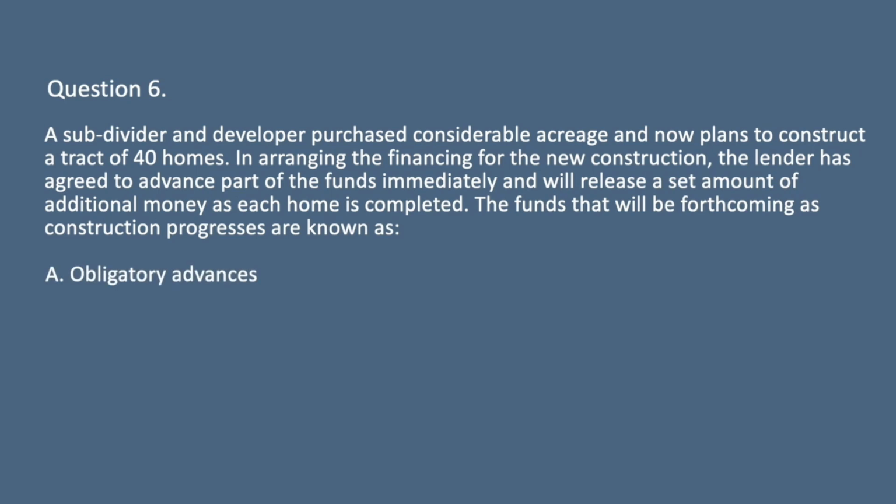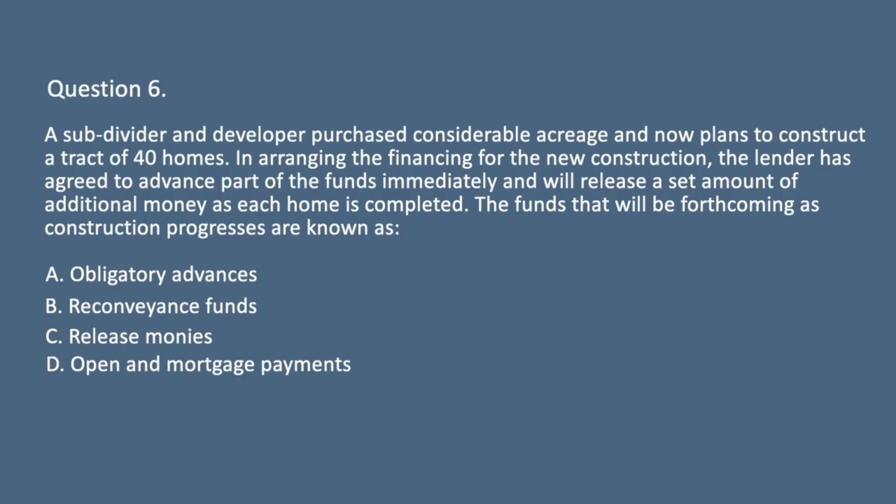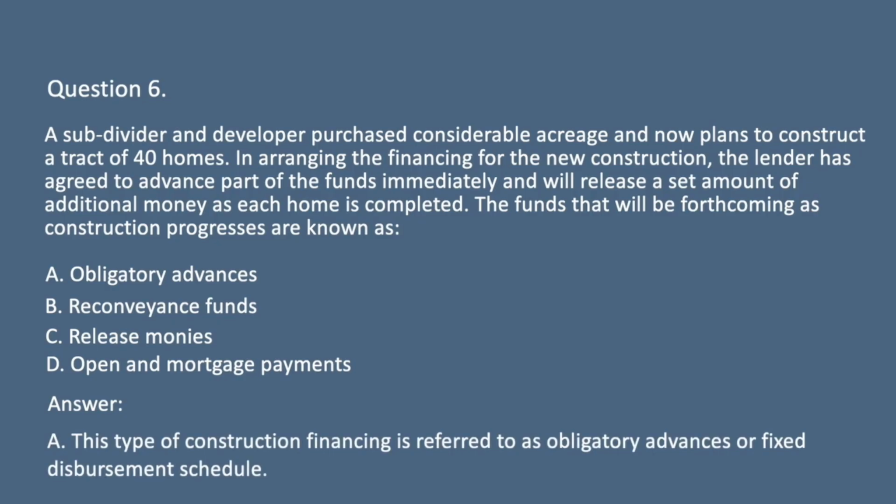A. Obligatory advances. B. Reconveyance funds. C. Release monies. D. Open and mortgage payments. Answer. A. This type of construction financing is referred to as obligatory advances or fixed disbursement schedule.